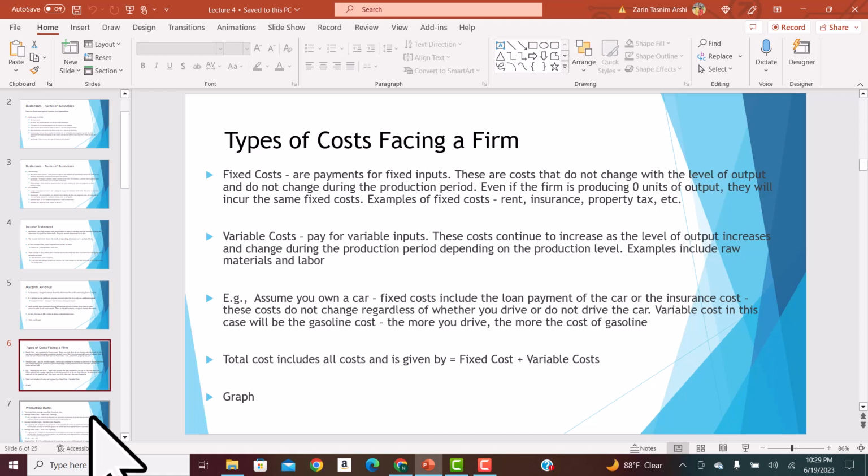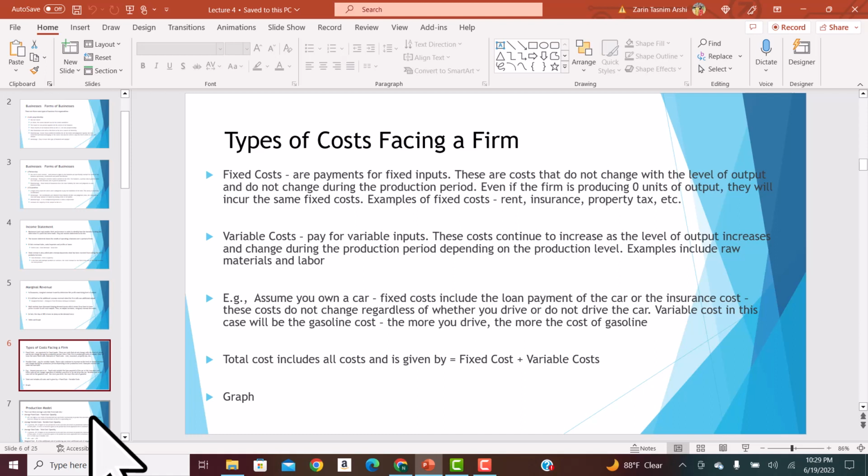Okay. Now, the second type of cost that a firm faces is called the variable cost. Variable costs are basically the cost for these inputs that will go up or vary with the level of your output. So usually if you produce more of a good, the variable cost will go up. If you produce less of a good, the variable cost will go down. For instance, the cost of screens. If I'm producing 10 cell phones, then my cost of screens will be less. But if I'm producing 10,000 cell phones, then my cost of screens will go up significantly.